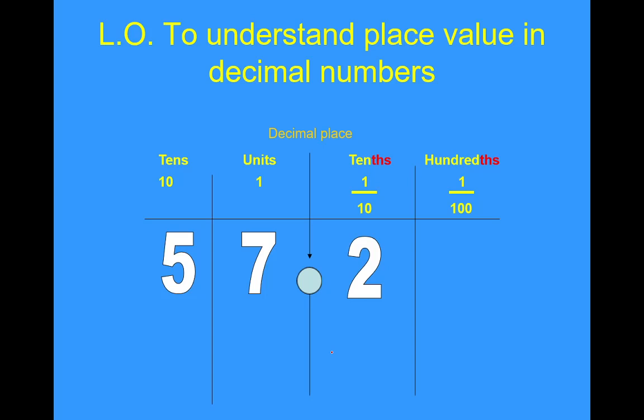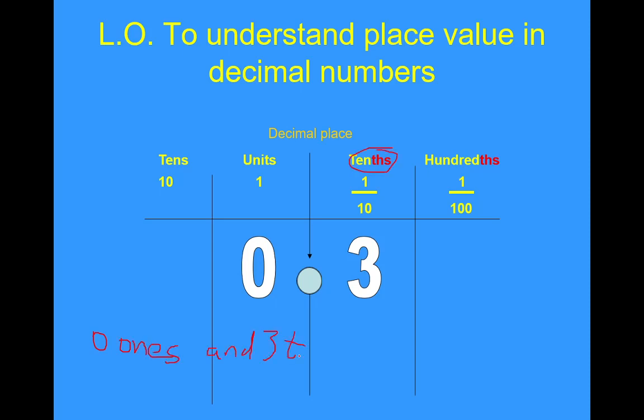Yeah, so let's say we were doing, let's go back to 0.3. So I would write this as 0 ones. Oh, that's hard to write. And 3. What are these? These are tenths. So 0 ones and 3 tenths. Yeah?